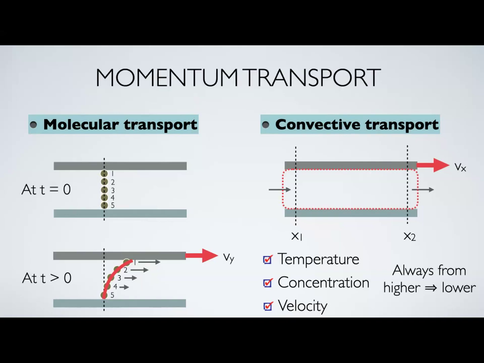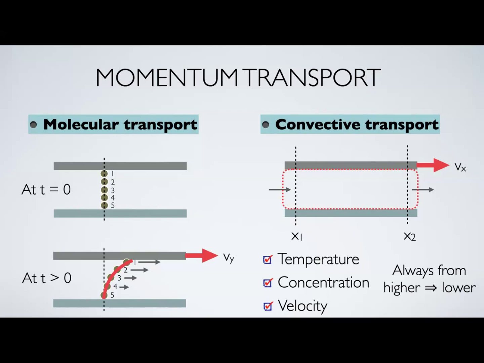For momentum transport, I actually explained it to you already. If it's momentum transport, we're going to see if there is any gradient in terms of velocity. If we consider molecular transport, we're going to see if there is any gradient in velocity between molecules. In this case, for example, right here, you can see that molecules 1 and 2 have different velocity, so there is a molecular transport in terms of momentum.